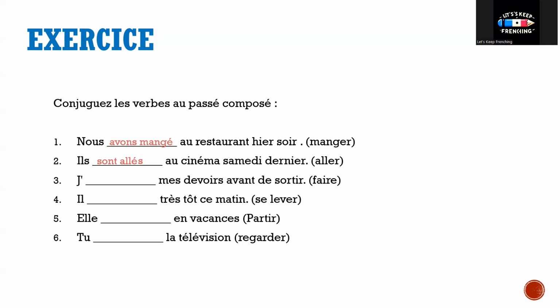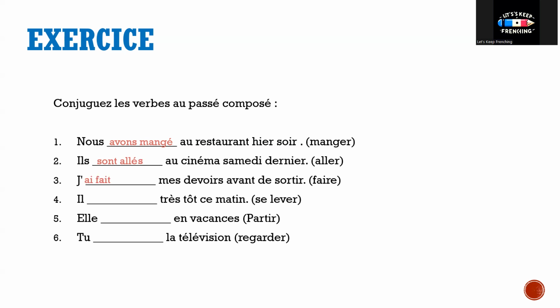Okay, next one. Je mes devoirs avant de sortir. The verb is faire, belongs to the third group. So probably it's going to finish with it. That's one of those verbs that finishes with it. Donc, the answer will be j'ai fait. J'ai fait mes devoirs avant de sortir.